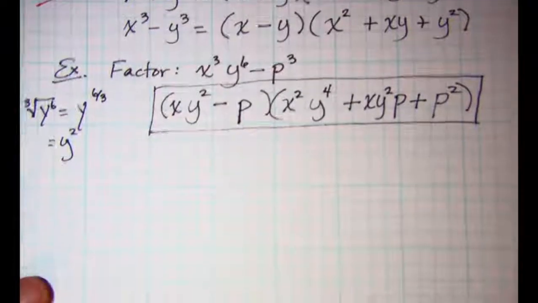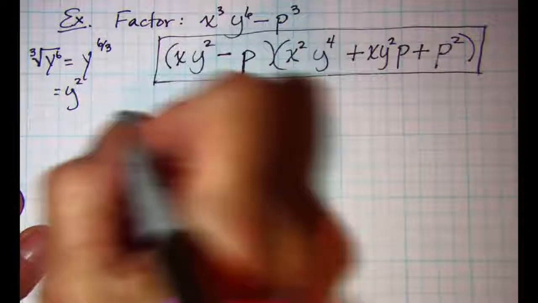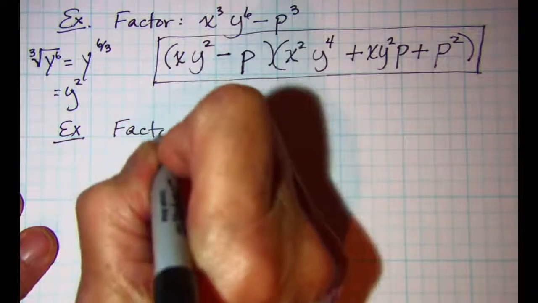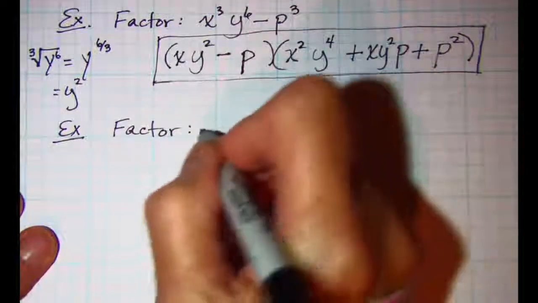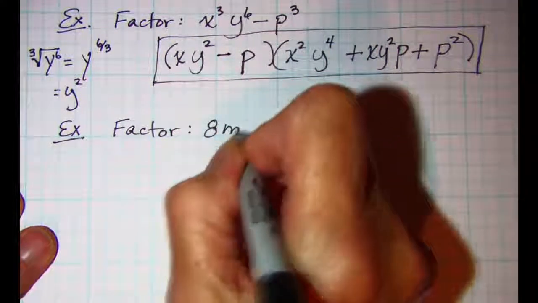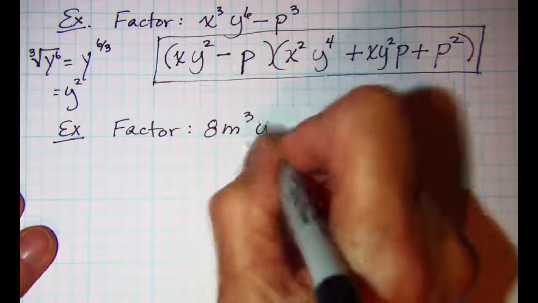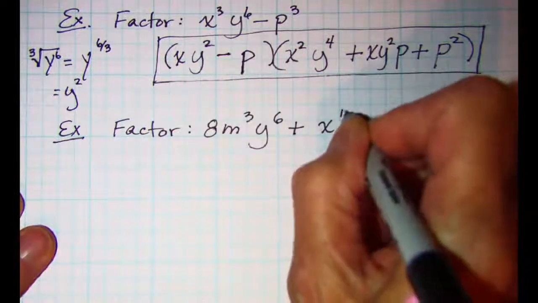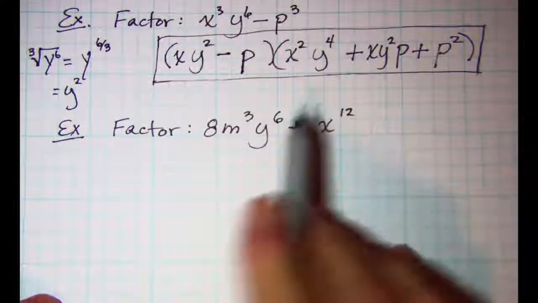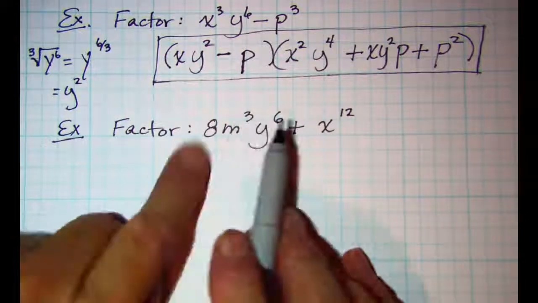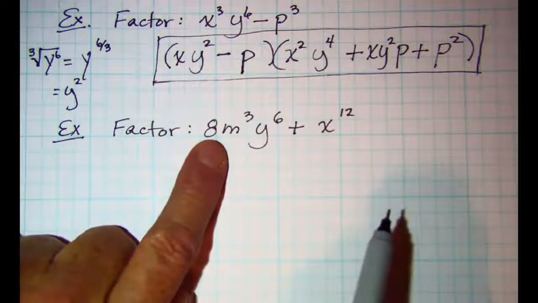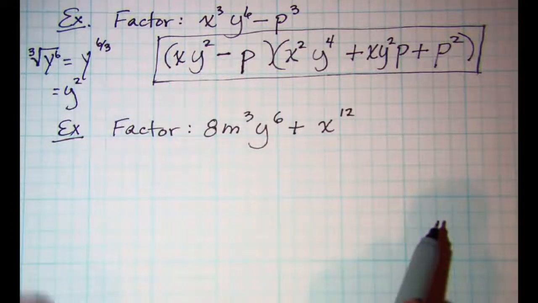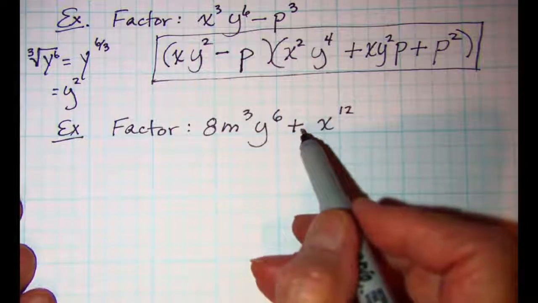Let's look at another example. Let's factor 8m to the third y to the sixth plus x to the 12th. Again, I know that I have cubes. 8 is 2 times 2 times 2. And all of these exponents are multiples of 3. So I know that I have the sum of cubes.